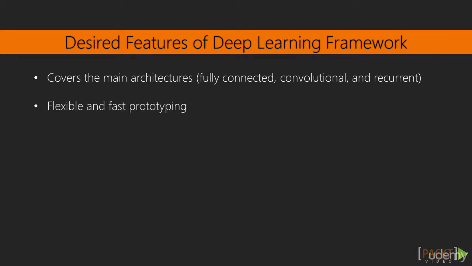Another question is, is it flexible enough for us to develop new types of layers, just in case we have to develop something new? And we also have to ask, does it compile to run on GPUs? Because without GPUs, some architectures may be too slow to be practical. So let's check out some of the most popular options that are out there.